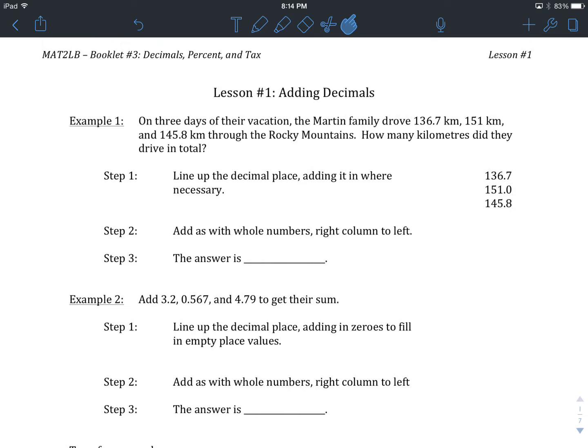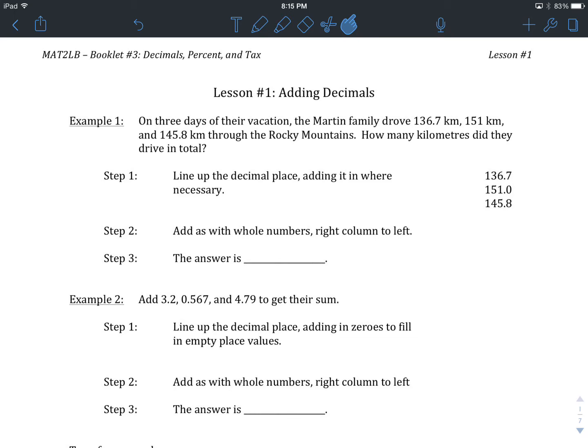So we haven't really spent a lot of time going over adding in this course. We've made a bit of an assumption that you've done a fair bit of adding over the course of your math career up until now. Adding decimals is no different than adding whole numbers, assuming you do one critical thing, which is lining up the decimal place so that all of the proper place values are lined up before you start adding. So that's really the big message that we're going to get in this lesson. Let's start with an example.